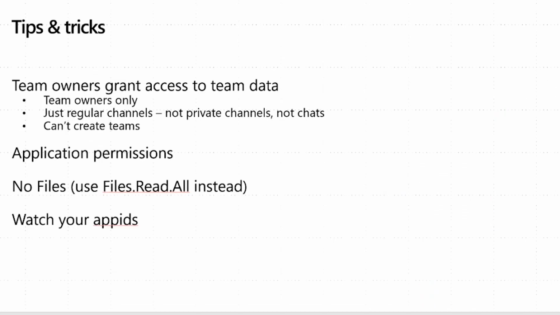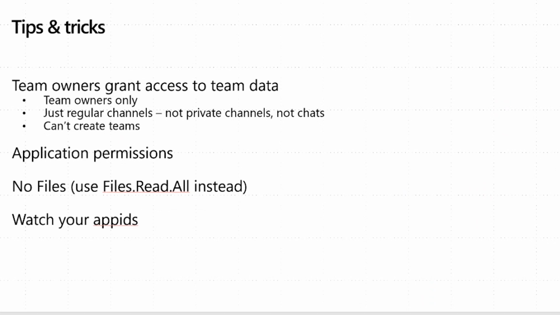Now, some tricks and tips with working with resource-specific consent. The motto of this feature is team owners grant access to team data. So only the team owner is privileged enough to be granting access to a team. It's up to the team owner to decide whether the app is able to use team data. That's what makes them a team owner.